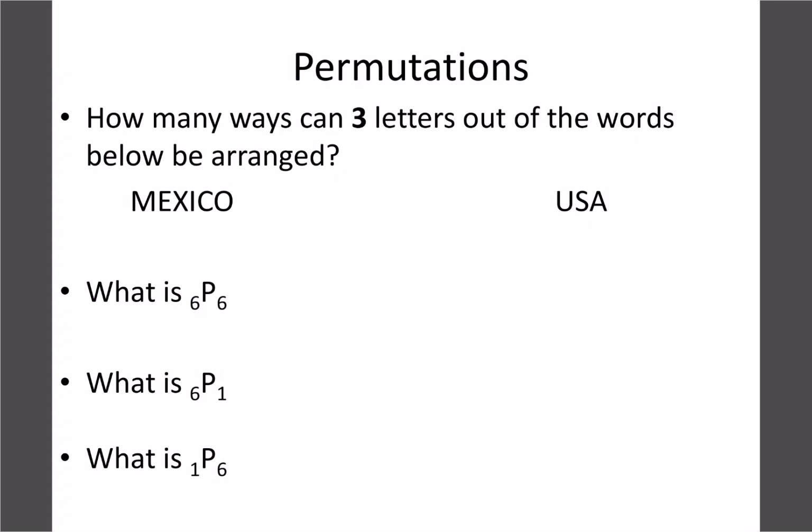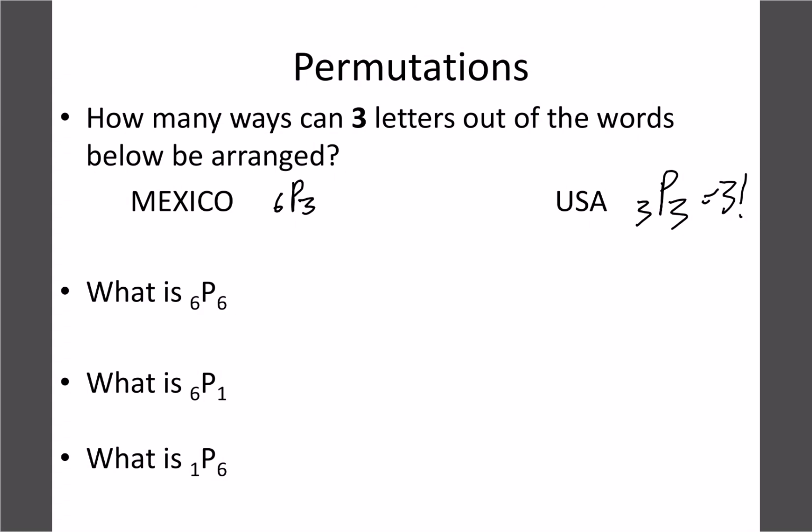Okay, so permutations work really well, like I said, when you're doing partial groups. So in this case, if we want 3 letters out of the letters in Mexico, we got 6 different letters, so that'd be 6P3, and that's it. For USA, there's 3 letters. We want to rearrange all 3, so we could use 3P3. But we also know from our last topic, we have 3 letters, we want to arrange all 3, we could write that as 3 factorial. So that means 3P3 is the exact same thing.